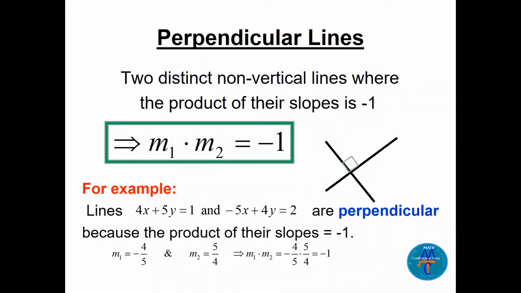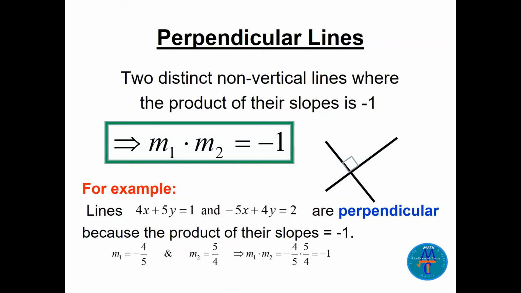Now let's define perpendicular lines. Two distinct non-vertical lines where the product of their slopes is minus 1. So m1 times m2 is minus 1. Remember, if one slope is 7, the other is minus 1 over 7. If the first one is 2 over 3, the second one has slope minus 3 over 2.